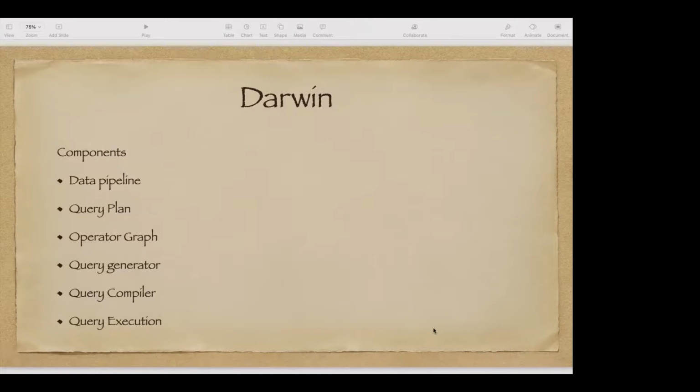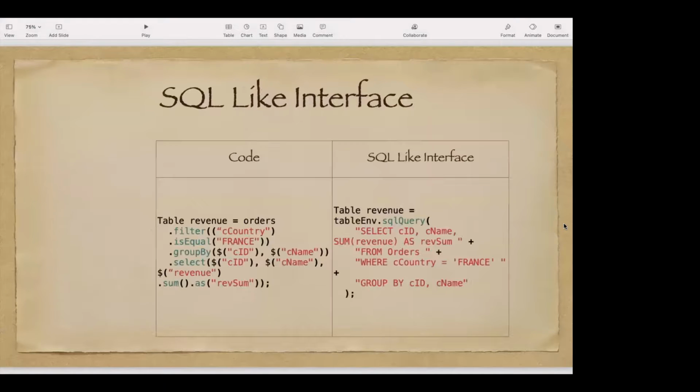So we will see how the query compilation technique has helped them achieve higher hardware resource utilization and better performance. Below are the components which Darwin has. The first one is the data pipeline. The data pipeline gives a query API to the user so that they can define their data pipeline.